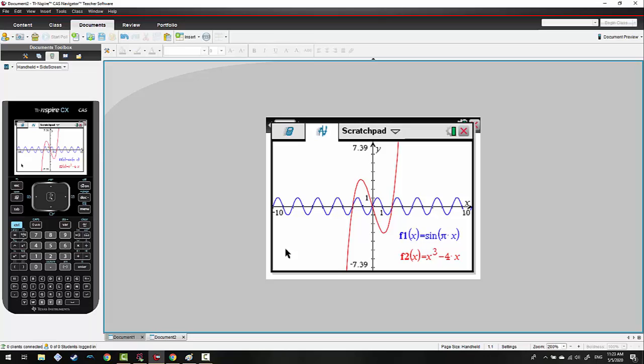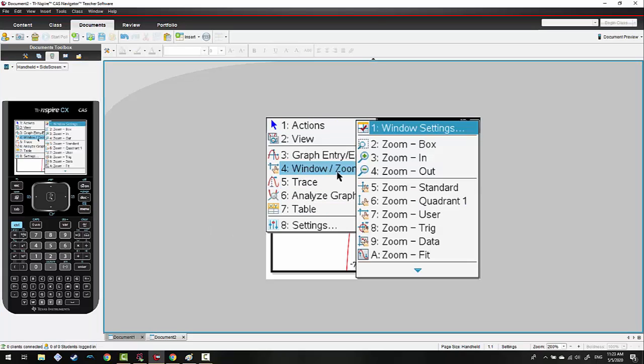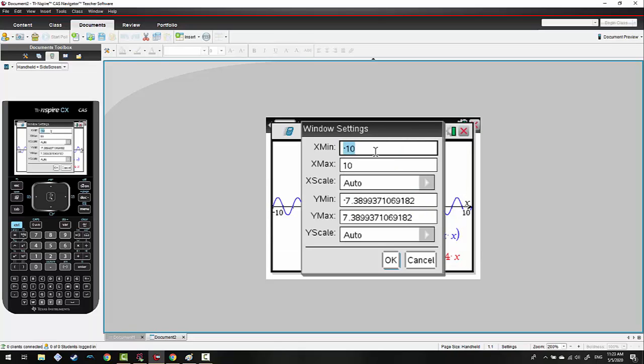I've already put in the functions. F1 is the sine of pi x, and F2 is the x cubed minus 4x. But unfortunately, my graph doesn't look like the one that they gave to us in the picture. So what I'm going to do is go to Menu, then Window/Zoom, and then Window Settings. The reason I'm going to Window Settings instead of Zoom In this time is because we actually have pretty good parameters based on the picture that we were given.